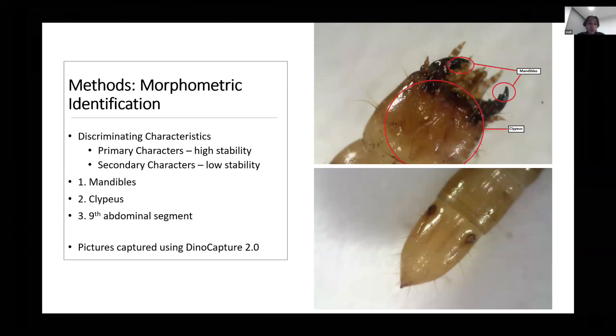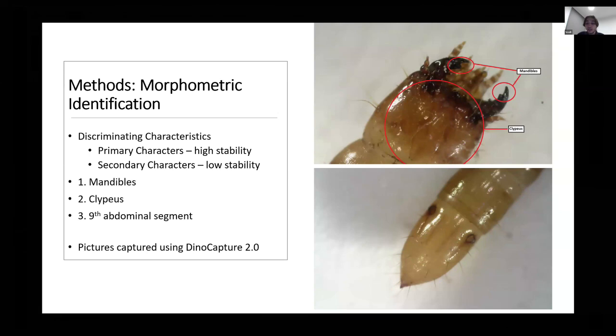To start with morphometric identification, I did this through discriminating characters, which can be divided into primary and secondary characteristics. Primary characteristics are anatomical traits only seen in 1 or 2 species alone, giving an 80% chance that you got the right identification, while secondary characteristics give that extra evidence for conclusive identification of the specimen. The specific anatomical parts that I looked at were the mandibles, the clypeus, and the ninth abdominal segment, as you can see in the two figures on the right.